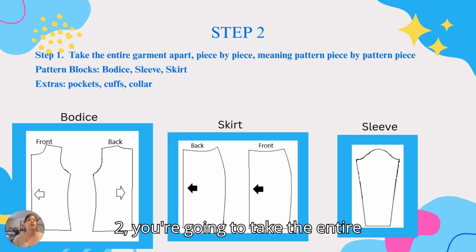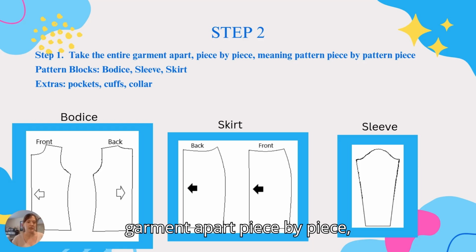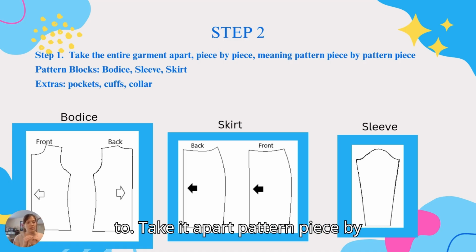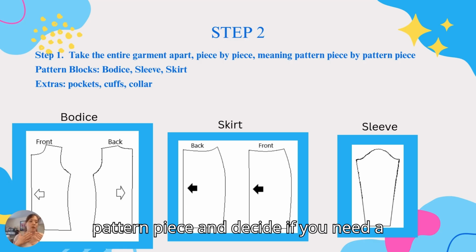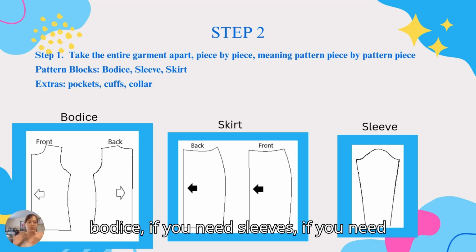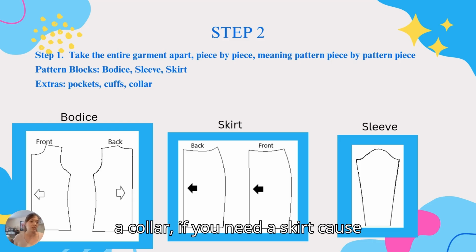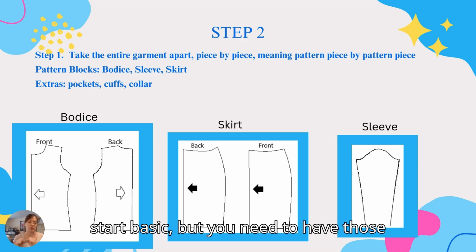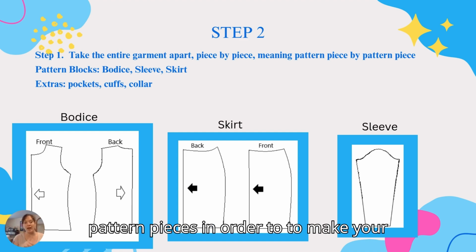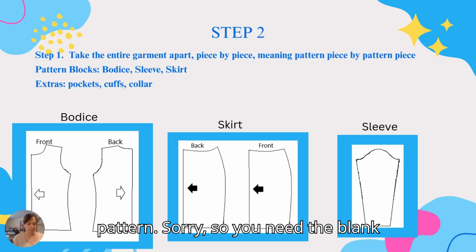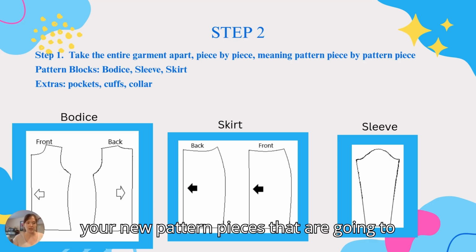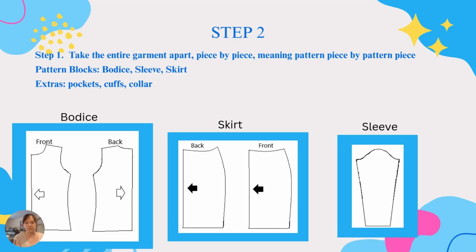Step 2, you're going to take the entire garment apart, piece by piece, which means if you're making an entire new design, you need to be able to take it apart, pattern piece by pattern piece, and decide if you need a bodice, if you need sleeves, if you need a collar, if you need a skirt because you're making a dress, etc. Whatever pattern pieces you need. You're going to start basic, but you need to have those pattern pieces in order to make your pattern. So you need the blank pattern pieces in order to make your new pattern pieces that are going to recreate the original garment.